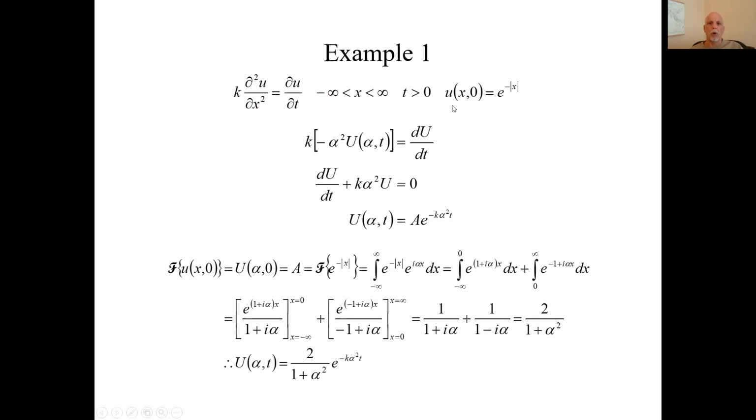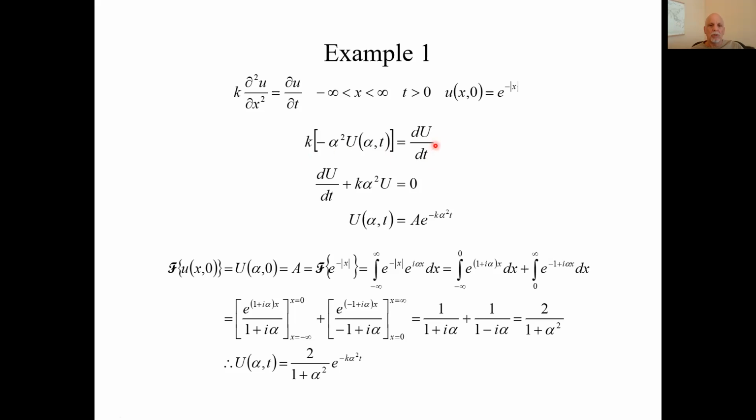This is pretty much like the one we just did, except we have a different initial condition. So we take the Fourier transform of each term, term by term. So k, and then the Fourier transform of this second derivative, go back to the formula sheet, and it's this. On the right, since it's just the derivative of big U with respect to t, that's all from the formula sheet.